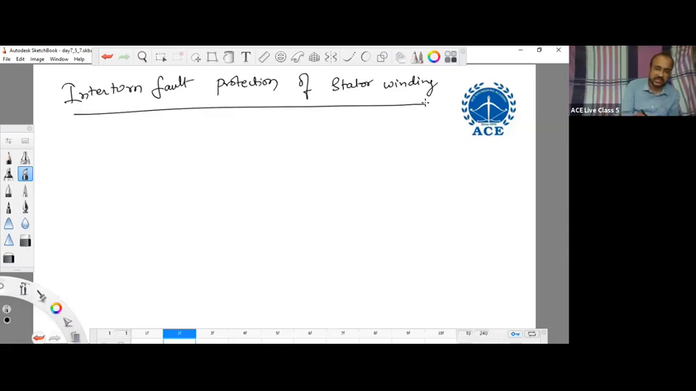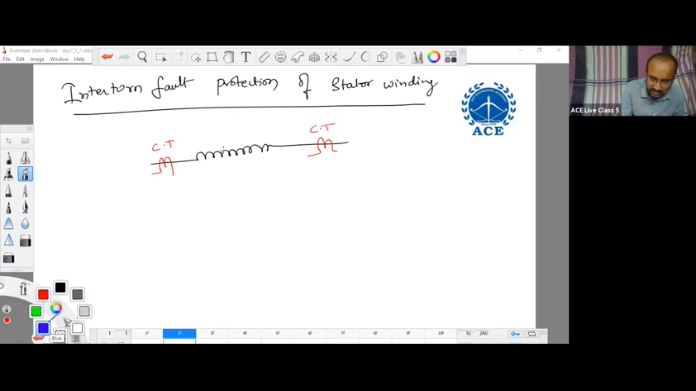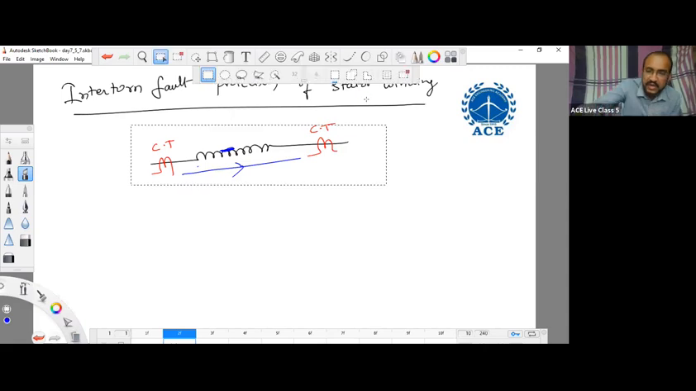How is the interturn fault to be sensed? You can't sense interturn fault by using a differential relay, because if you compare the currents on both sides by connecting the CTs, and an interturn fault takes place, that means the insulation of some of the turns of the same phase winding fails, then it is treated as an interturn fault. Even when the interturn fault is taking place, the current through both the CTs will be the same. So interturn fault cannot be sensed by using differential protection.